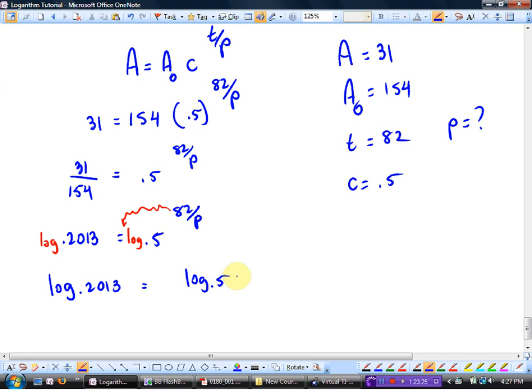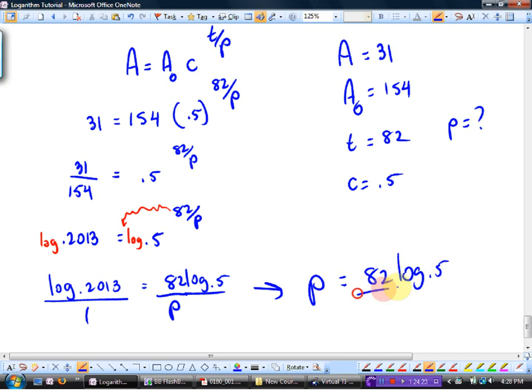And here's where a whole bunch of people make life way too hard. Don't write this next bit down. They write this. So unnecessary. I had a grade 8 teacher who was very good. She drummed into us, all fractions have two levels. Write that down. Because now, where is the variable? In the bottom. I can just extend the bar and cross multiply to solve. This is grade 8 now. I think P is going to end up being 82 times the log of 0.5 divided by the log of 0.2013. I did the cross multiplying step all in my head because we're pressed for time.